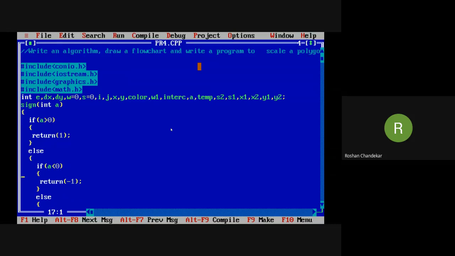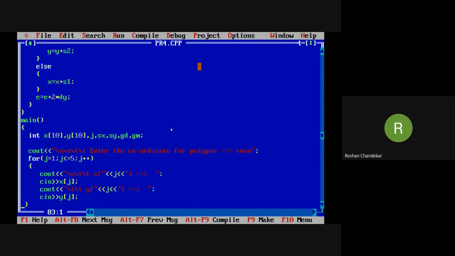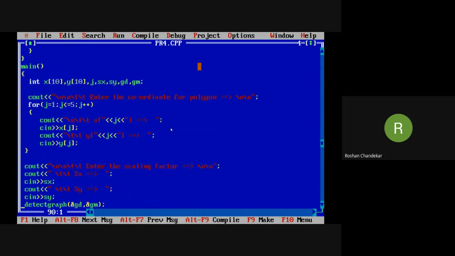Our program is: write an algorithm, draw a flowchart and write a program to scale a polygon. For that, we have to include some files, that is iostream.h, conio.h, and graphics.h, and since we have some calculations, we include math.h. We start our program with main. By default, if no data type is written, the return type is already integer.